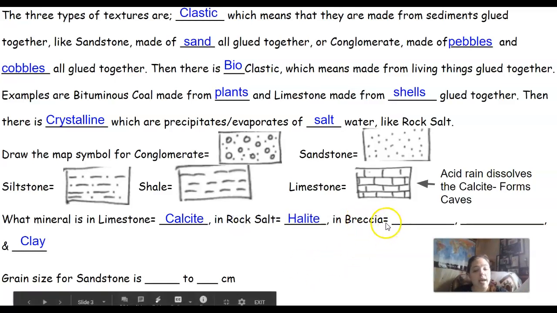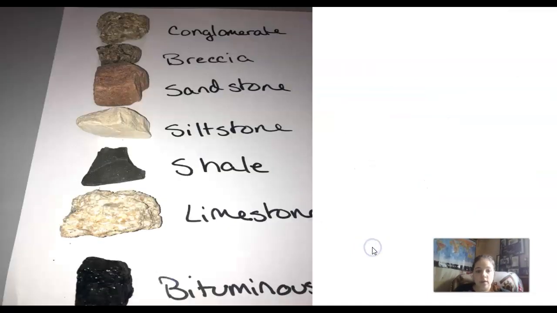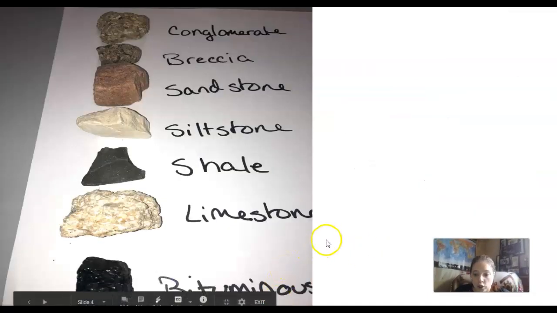Composition of breccia. So looking at breccia, you go over here and it'll tell you it's got quartz, feldspars, clay. And then grain size for sandstone. So I look for sandstone and I go all the way over here, and it literally tells me from 0.006 to 0.2 centimeters.